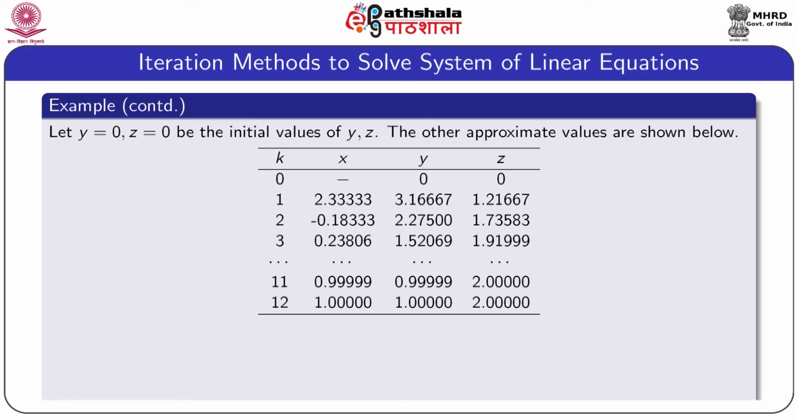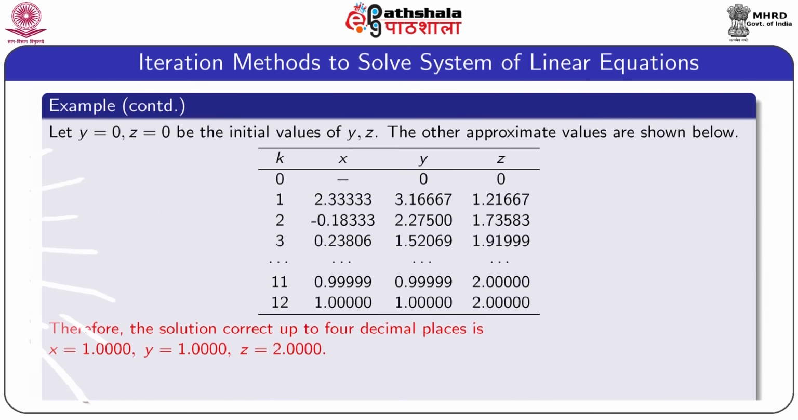Here also we take y equal to 0 and z equal to 0 as the initial values of y and z, and the other approximate values are shown in the following table. See that the 11th iteration and 12th iteration are almost the same. That means we can conclude that the iteration scheme converges to a root. That means for this system of equations we obtain a convergent scheme of the solutions, and the solution correct up to 4 decimal places is x equal to 1.0000, y equal to 1.0000 and z equal to 2.0000.